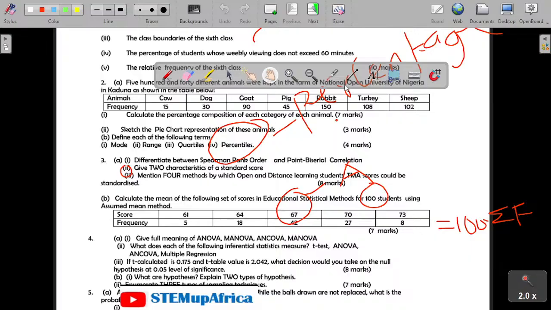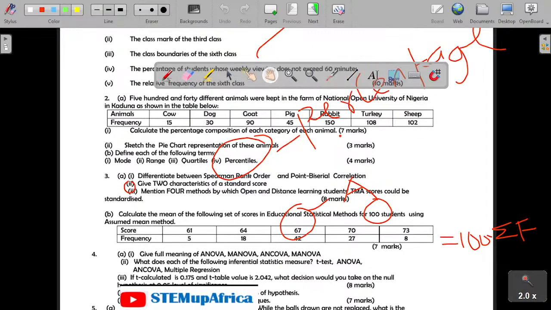Then the second question: if t calculated is this and t table is this, what decision would you take? The II is t-test. We use t-test for that. Then the second, figure 3: if you have done calculating your t value, 0.175 is the calculated t value, while the t table value is showing 2.